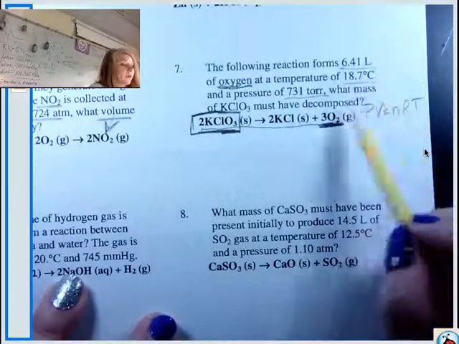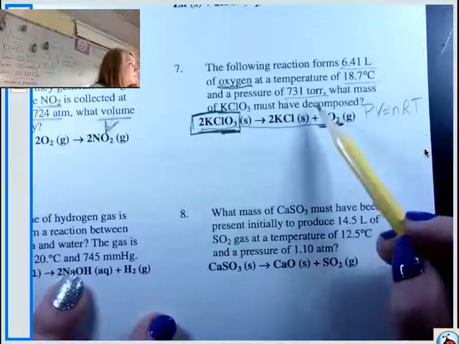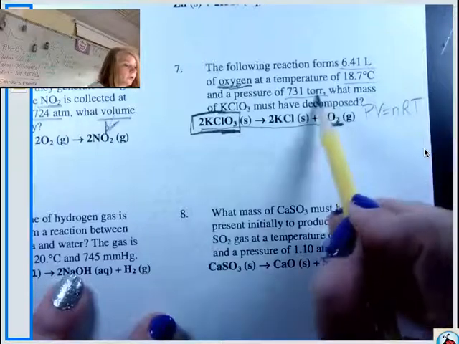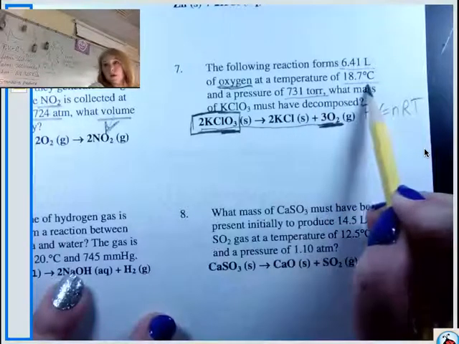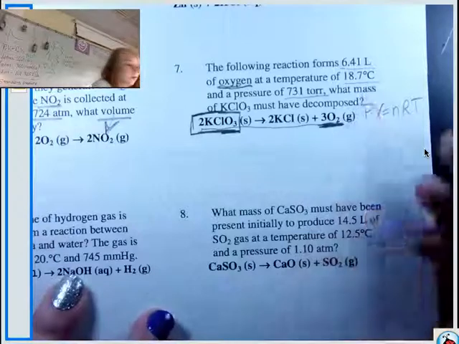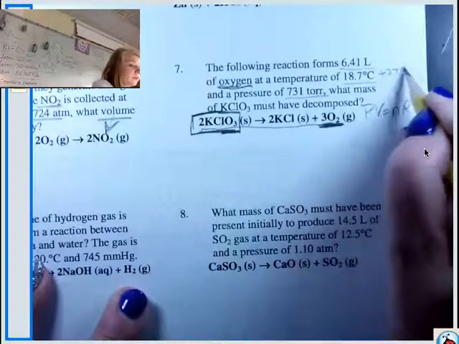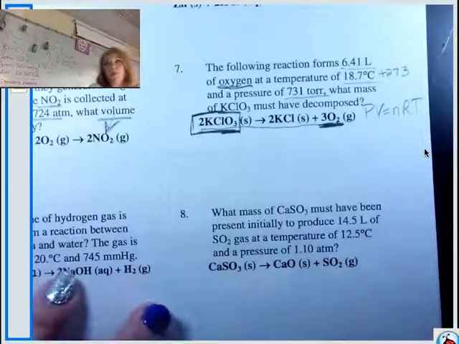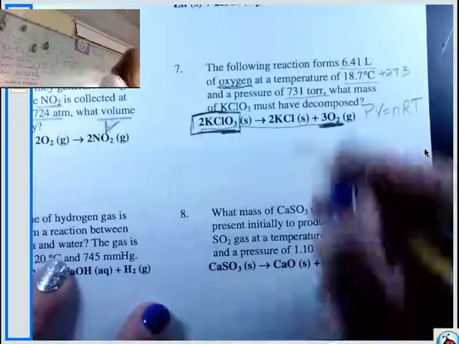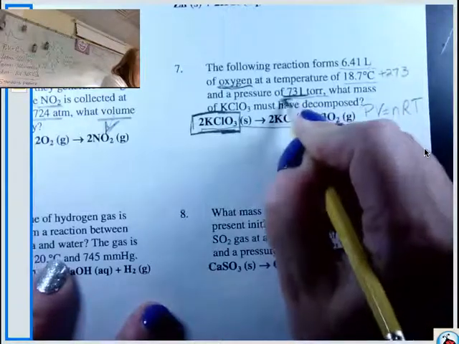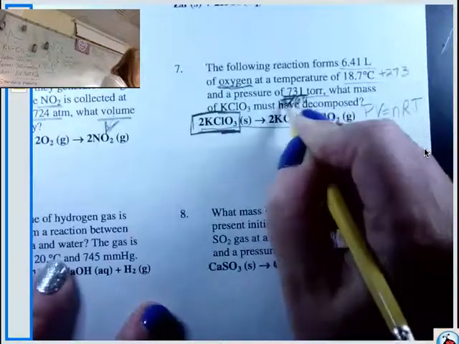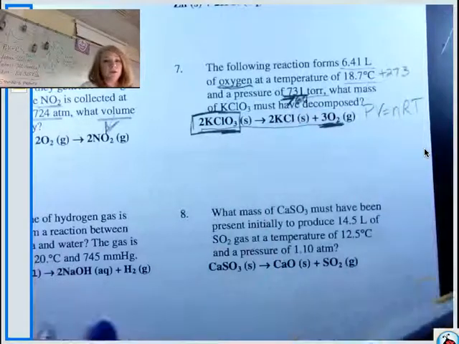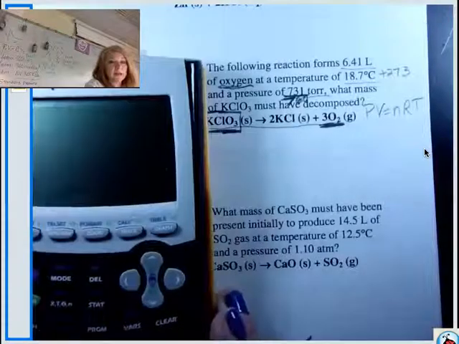Are the units, though, in the correct form to use PV = nRT? No. So our pressure is in torr, our temperature needs to be converted into Kelvin. Okay, so remember, we're going to add 273 to this. What are we going to do to this torr pressure in order to get it into the proper units? Divide by 760. Good. I'm just going to kind of pencil that in right here. I'm going to need to divide that by 760. So go ahead right now, guys, and get all of your units converted correctly before we plug that into PV = nRT.